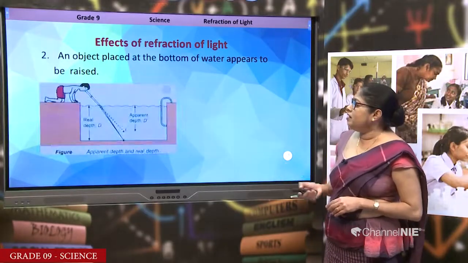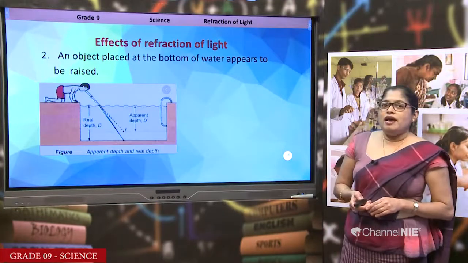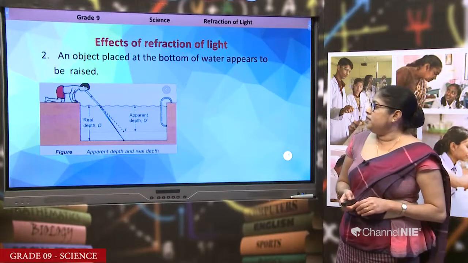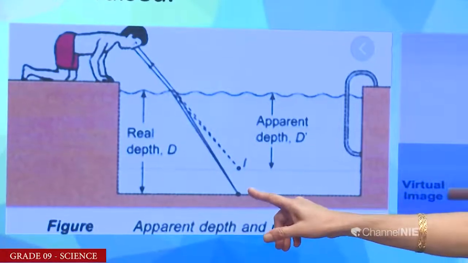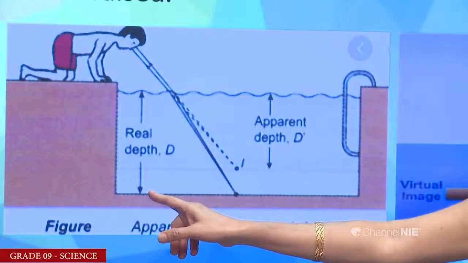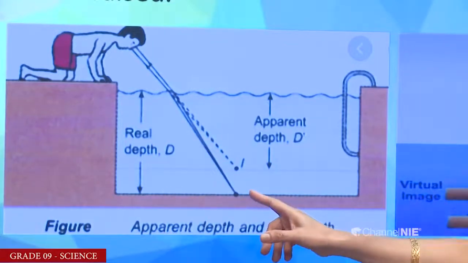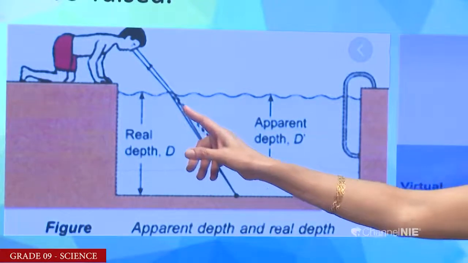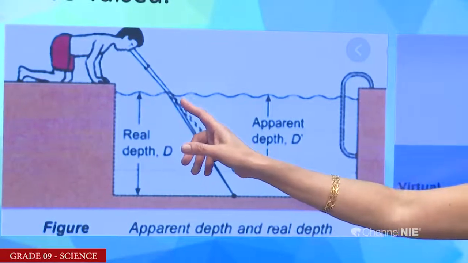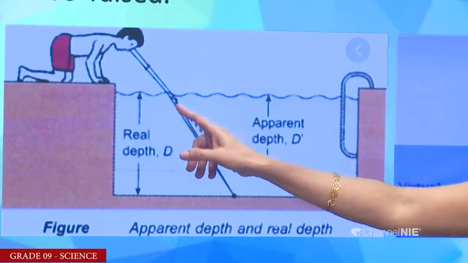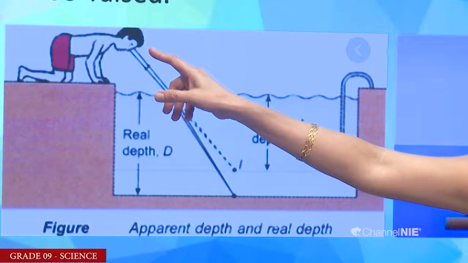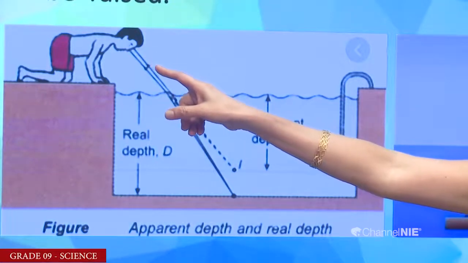Next, an object placed at the bottom of water appears to be raised. So, this is the swimming pool I told you about earlier. This is the real depth of the swimming pool. A light ray coming from the bottom, when it hits the surface, bends away from the normal and reaches the eye of the observer.